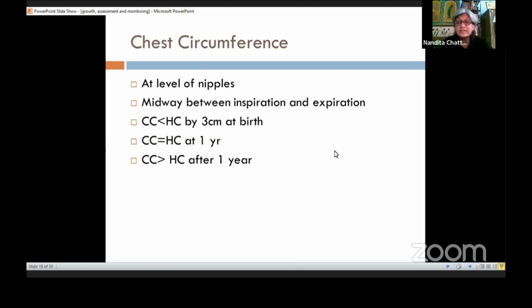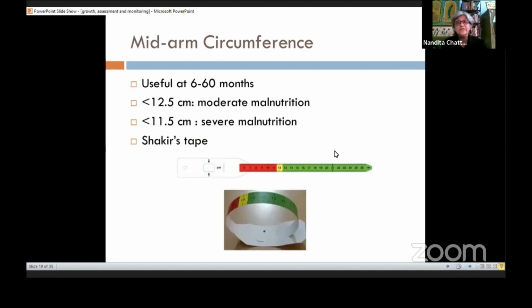For us adults, definitely the chest circumference is much more than the head circumference. But suppose at 1.5 years or 2 years or 3 years, you still find the head circumference looks less than the chest circumference, that is an indicator of malnutrition. Another possibility is huge hydrocephalus, but that's a rarity. We will not talk about that. Our focus is malnutrition.